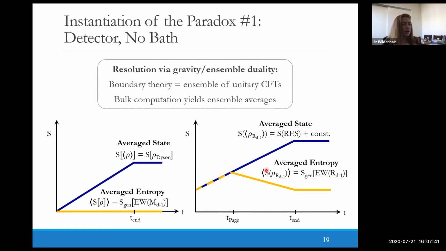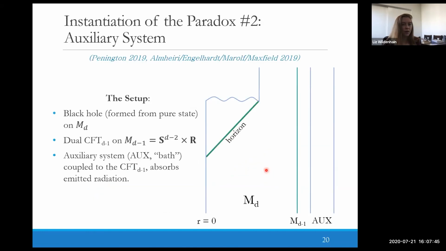This example was not the first calculation chronologically that showed a result consistent with unitarity from a semi-classical bulk. These papers here were the first, and they use a similar setup, with the main difference being that instead of having a Dyson sphere located in the d-dimensional bulk, we now introduce an auxiliary system, which is a CFT, and it's coupled to the CFT d minus one here at the boundary. Its function is basically the same as the Dyson sphere in that it collects all the radiation, which allows this black hole to evaporate. So this will be the second case in which we find an example of this state paradox.